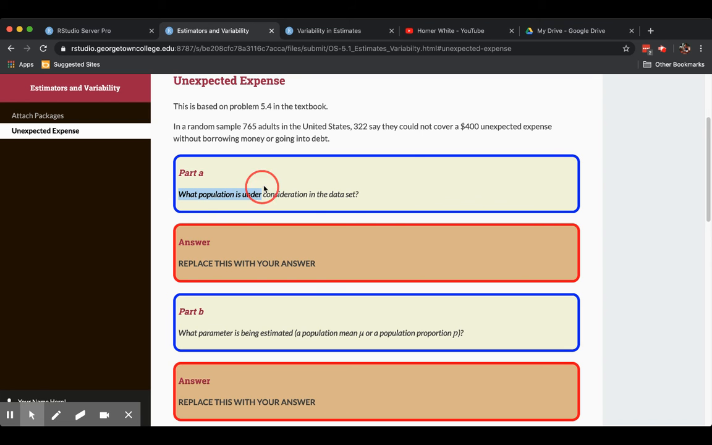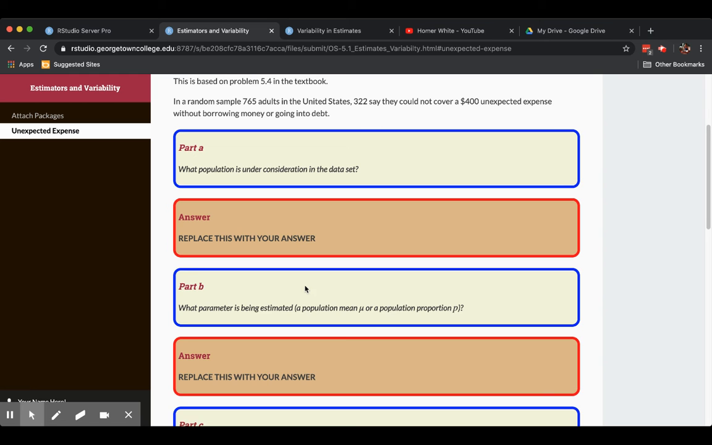You want to know what population is under consideration in this data set? You can tell what population by looking at what the sample is taken from. This is a random sample of 765 adults in the US. Our sample is being taken out of all adults in the United States. So that's going to be your population. You can answer that here.